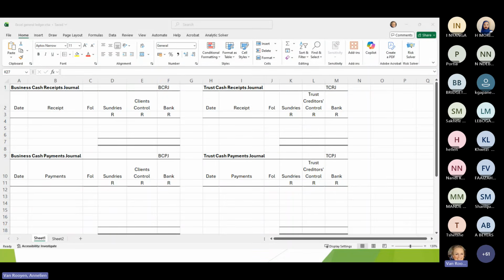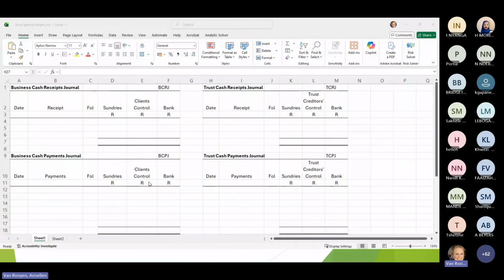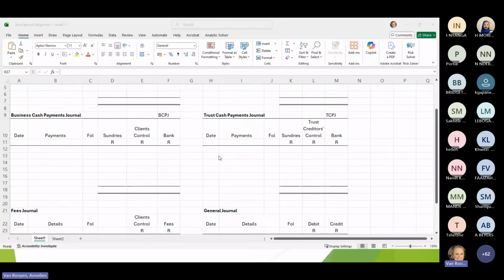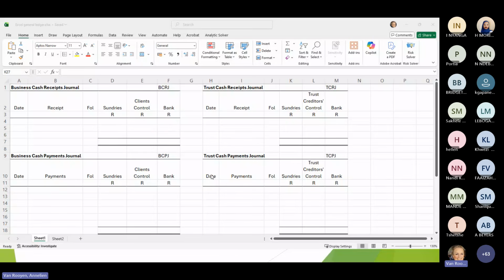So now we need to start. We have to open, and I've done this already. I'm going to give you like 2 minutes just to do this on your rough work paper, please. I don't want you just to look at the answer. I want you to work with me so that you see where everything fits. We've got a business cash receipts, a business cash payments, trust cash receipts, trust cash payments, as well as a fees journal and a general journal. If you can open that for me on a piece of paper quickly, I'm going to give you 2 minutes just to do that.